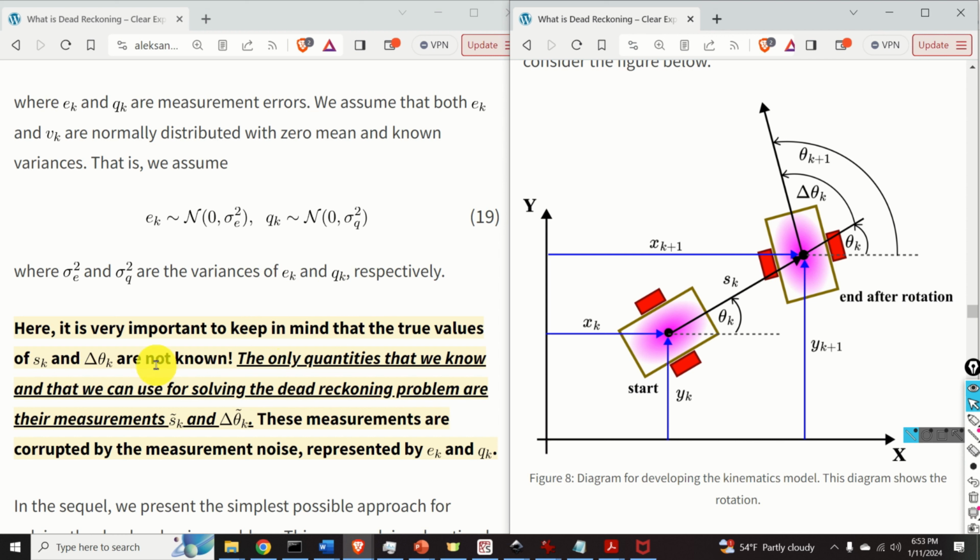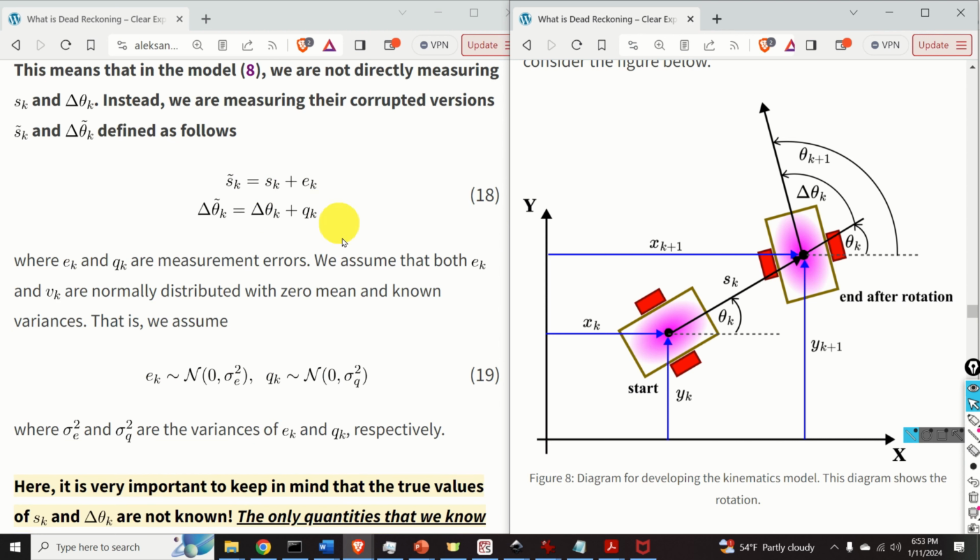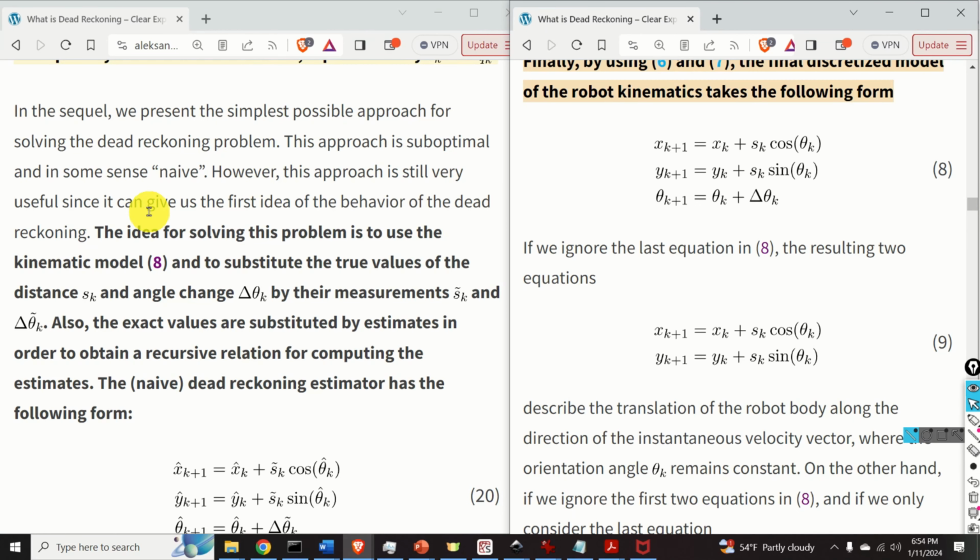Again, here it's very important to keep in mind that true values of sk and delta theta k are not known. The only quantities that we know and that we can use for solving the dead reckoning problem are their measurements sk tilde and delta theta k tilde. These measurements are corrupted by the measurement noise represented by ek and qk. In the sequel, we present the simplest possible approach for solving the dead reckoning problem. This approach is suboptimal and in some sense naive. However, this approach is still very useful since it can give us the first idea of the behavior of the dead reckoning.